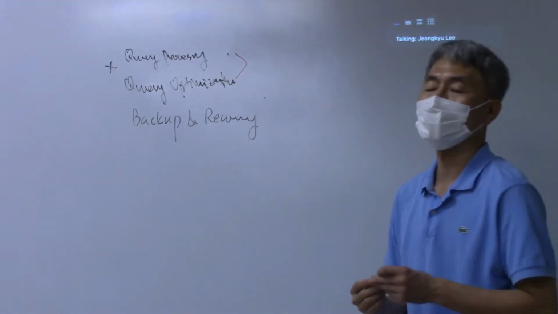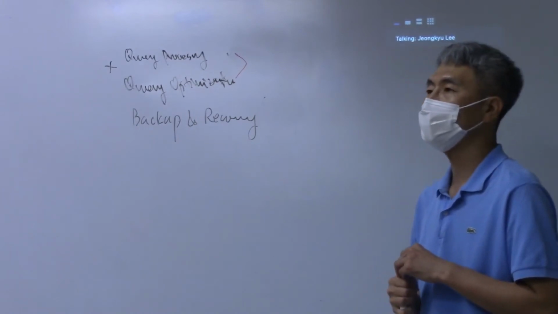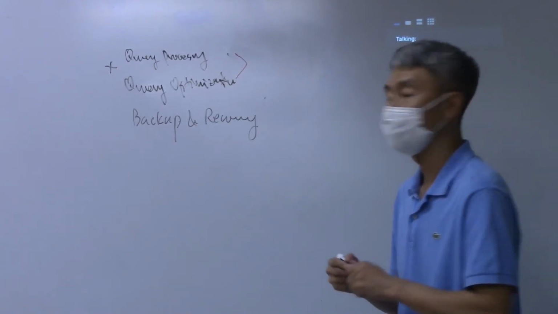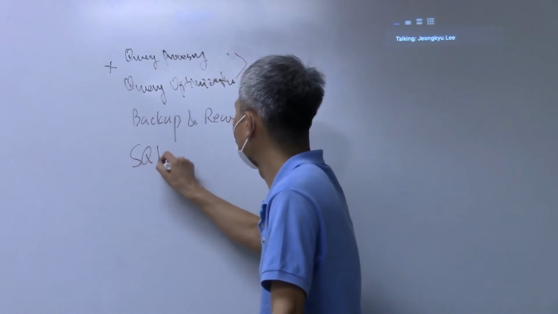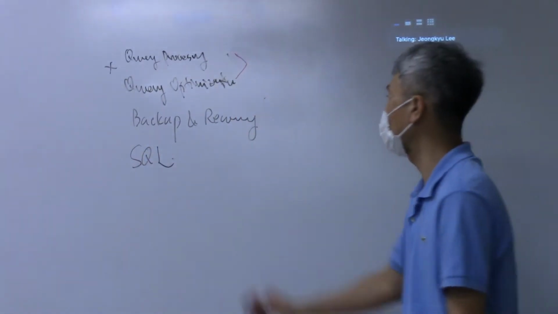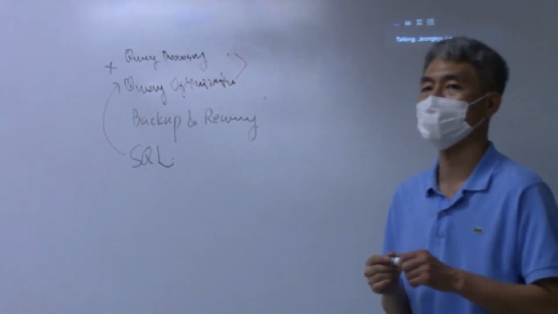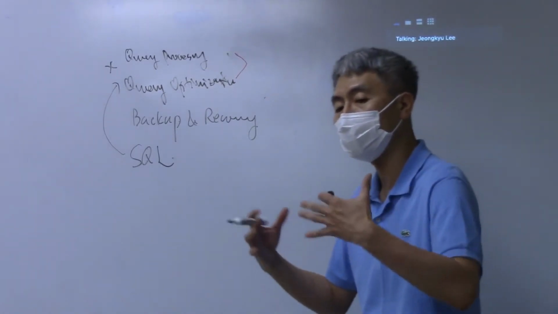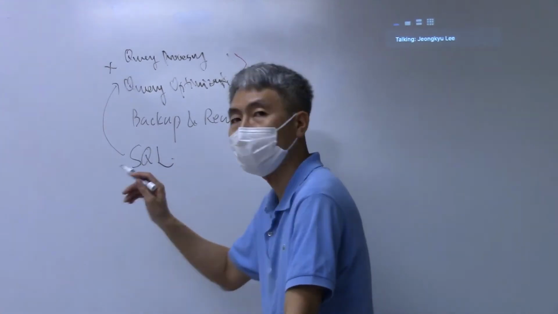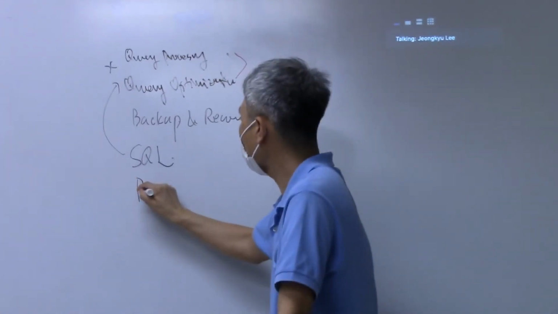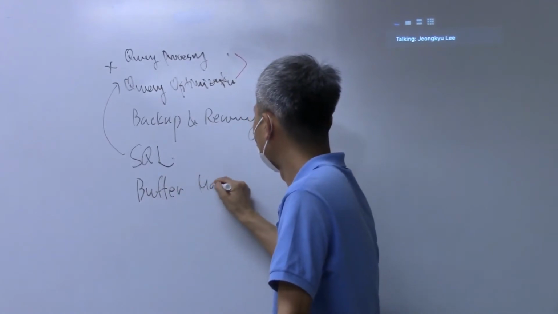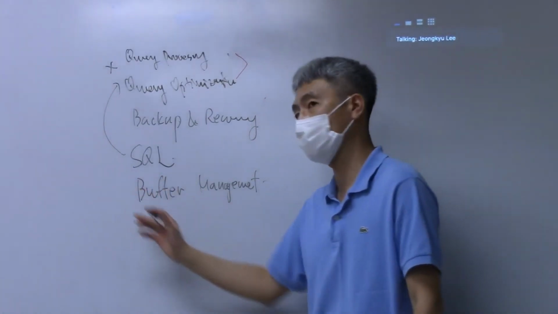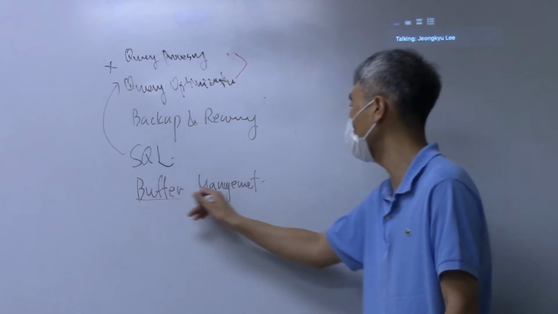And also the DBMS, database management system, also includes what? The language interface, like SQL. The SQL interpreter is a part of that, and this one is connected to this. Also, as I mentioned last time, one of the ways to speed up a database query is using cache, in other words, buffer. So buffer management is also very important. Each DBMS has its own component to manage the buffer.